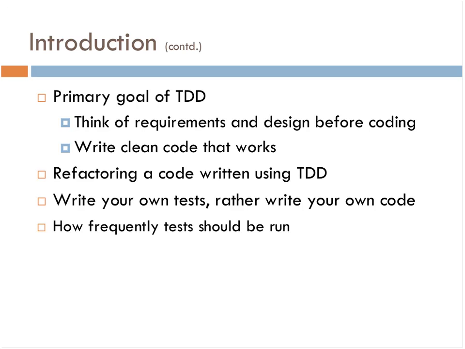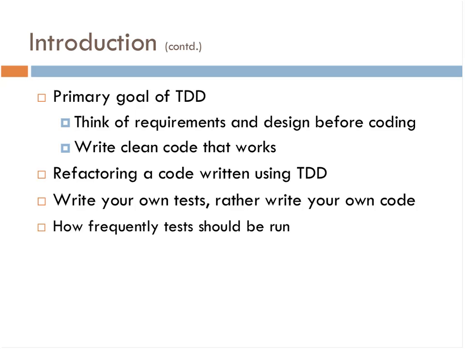Okay, so continuing on the introduction, what's the primary goal of TDD? The primary goal of TDD is that you should think about your requirements and design before you start coding, okay. You have to first have a very clear mind about the requirements that are there and what design you are going to follow. So as I said earlier, TDD and unit testing as a whole force a developer to think, okay.